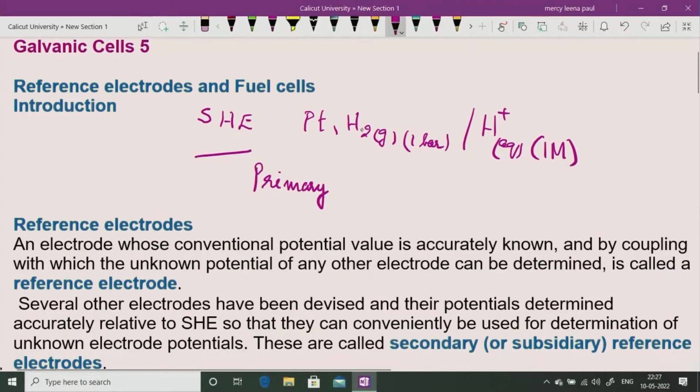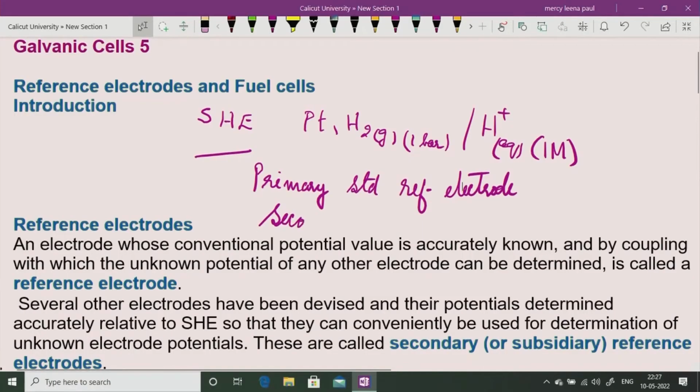Now, we have two types of reference electrode. One is the standard hydrogen electrode, which we call a primary standard reference electrode. Okay. So, this is the primary one. Now, combining this electrode with certain other electrodes, we are going to fix their potentials, and using those electrodes you can measure the other electrodes whose potential has to be determined.